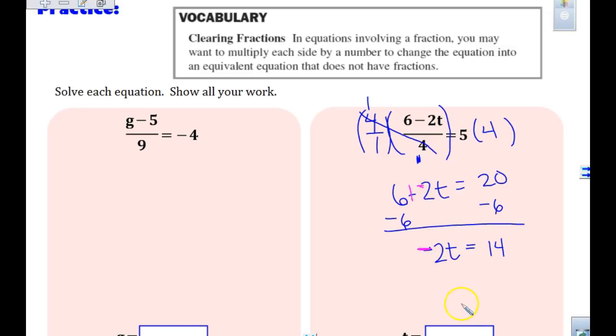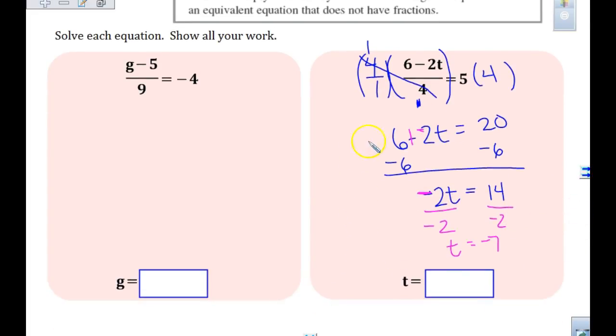I now look at that, and Maddie, my coefficient of t is -2. So what am I going to divide by on both sides? -2. When I do that, I should get t is equal to -7. So you're thinking, I don't think that works. That doesn't make sense. So we're going to do the check for this one.